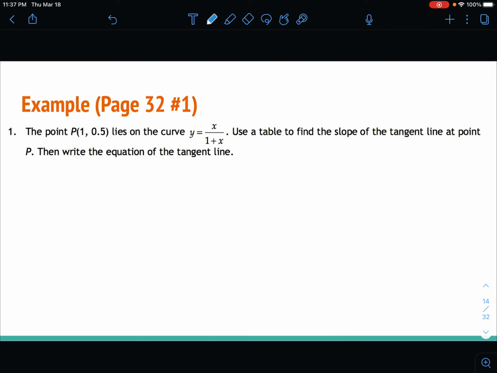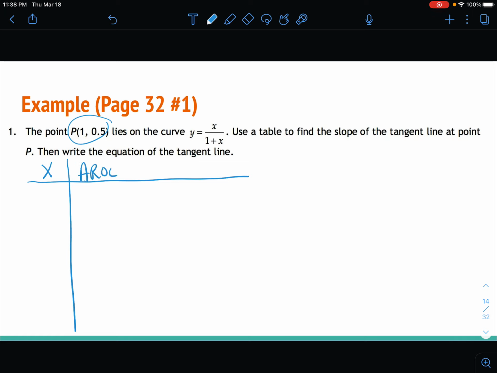So again, we have a point 1, 0.5, and it lies on this curve. Use a table to find the slope of the tangent line at point P. Here's point P. And then write the equation of the tangent line. So this time they gave us that full point P. So let's go ahead and make our table. And I want you to be real organized here, labeling what we're doing.